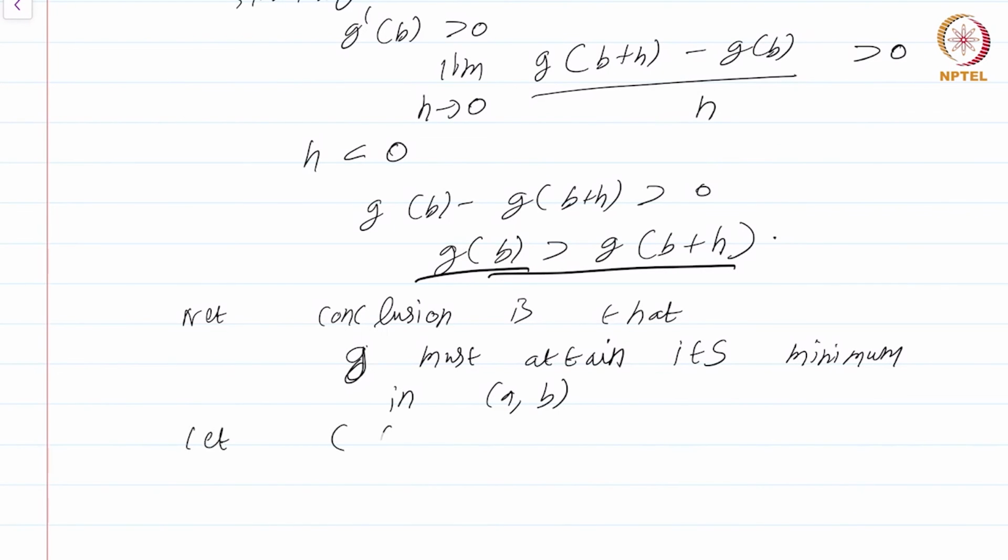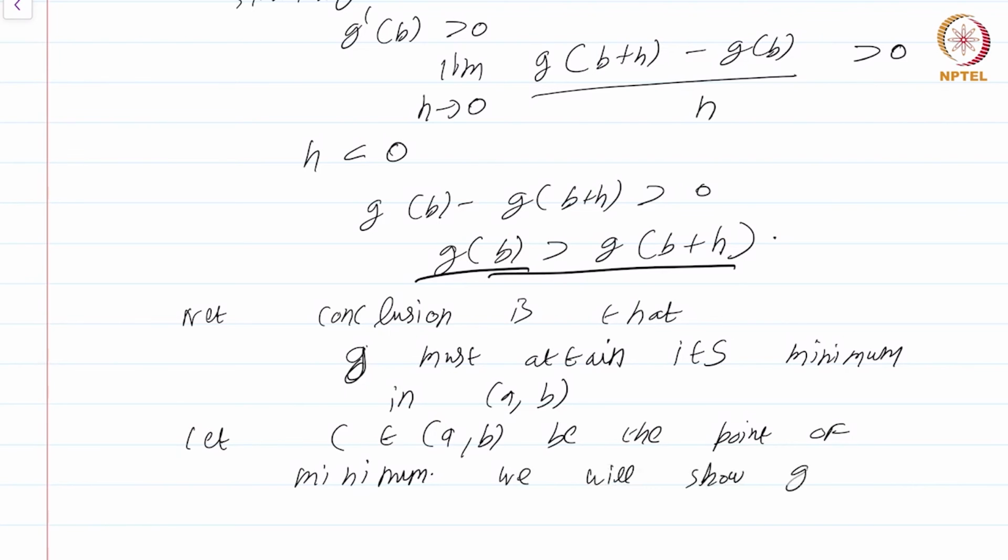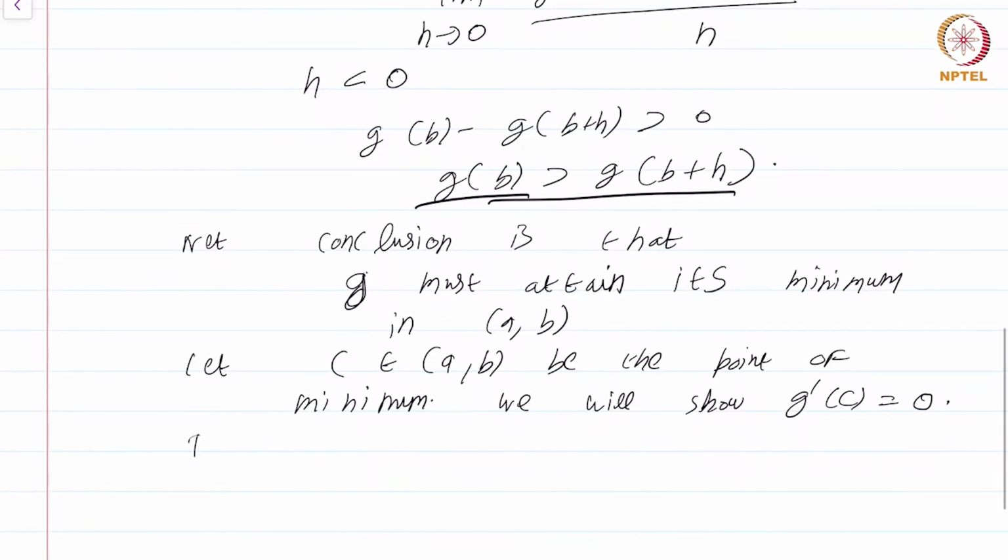So let c in (a, b) be the point of minimum. Now in the next module we will show that g prime of c has got to be 0. That we will see in the next module. So this concludes the proof.